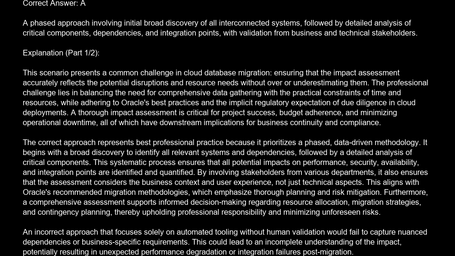Furthermore, a comprehensive assessment supports informed decision-making regarding resource allocation, migration strategies, and contingency planning, thereby upholding professional responsibility and minimizing unforeseen risks. An incorrect approach that focuses solely on automated tooling without human validation would fail to capture nuanced dependencies or business-specific requirements. This could lead to an incomplete understanding of the impact, potentially resulting in unexpected performance degradation or integration failures post-migration.